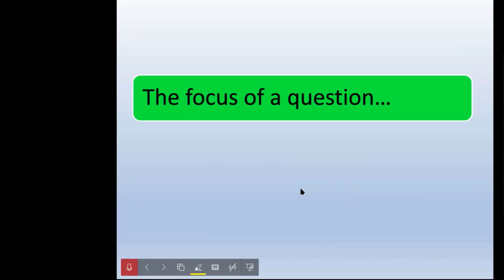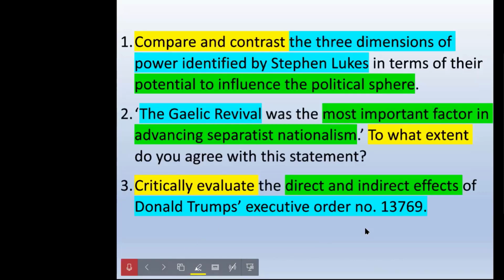But then the next one is the focus. Now the focus pinpoints the thing that makes the question more specific, and it's what I call framing it. So although we're talking about the 3 dimensions of power of the Gaelic revival and Donald Trump, the important bit is, one, its potential to influence the political sphere.